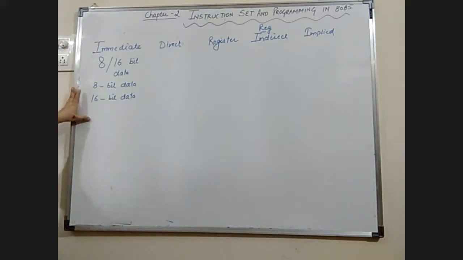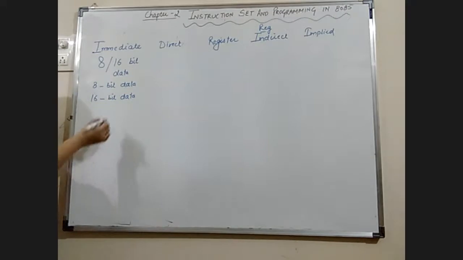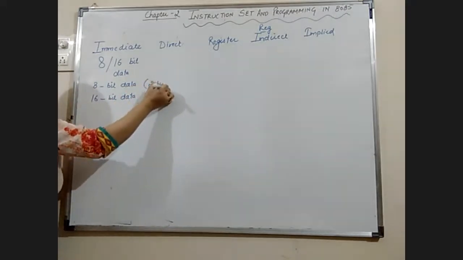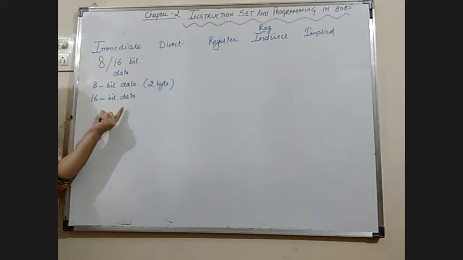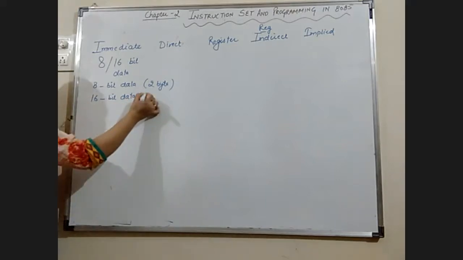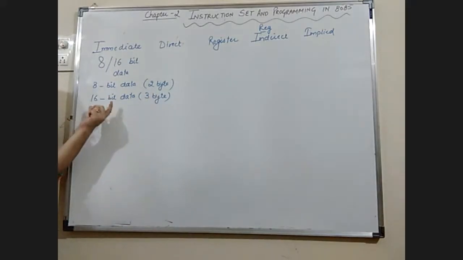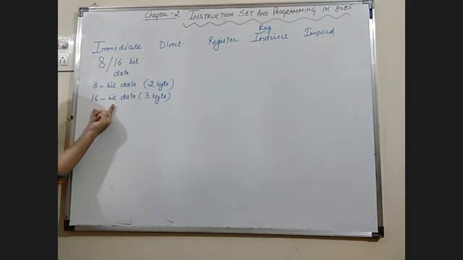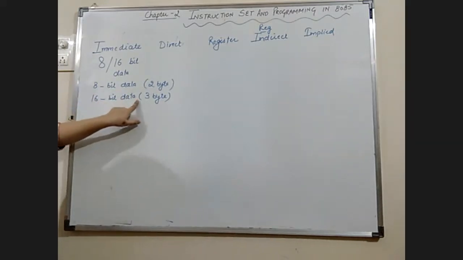Now you can see if in the instruction 8-bit data is specified, that means we can say that instruction is of 2 bytes, because 1 byte is used to store the opcode and 1 byte is used to store the 8-bit data. And if the 16-bit data is present in the instruction, then we can say it is a 3-byte instruction, because 1 byte is used to store the opcode while 2 bytes are used to store the 16-bit data. So either in immediate addressing mode 8-bit data is present, or the 16-bit data is present.